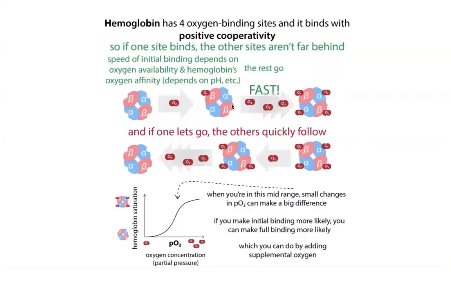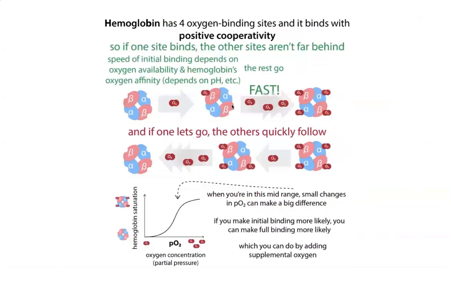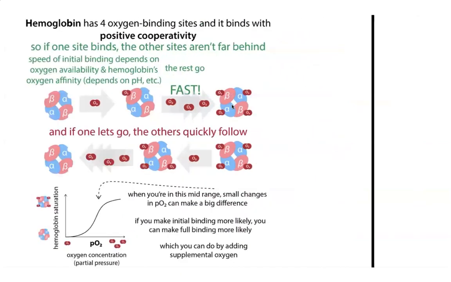Review hemoglobin. So remember, it's got those 4 binding sites, and it binds with positive cooperativity, meaning that if one oxygen binds, then the rest of them are going to bind quickly. And if one lets go, then the others are going to quickly follow. As a result, you get this sigmoidal binding curve. Sigmoidal even on a linear scale, where at higher oxygen concentrations, you're going to have a higher affinity for oxygen, and at lower oxygen concentrations, you're going to have a lower affinity for oxygen. As a result, you're basically able to take up oxygen in your lungs and release it in your tissues.